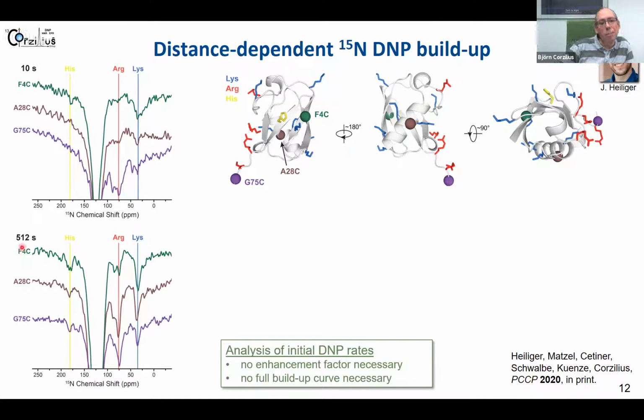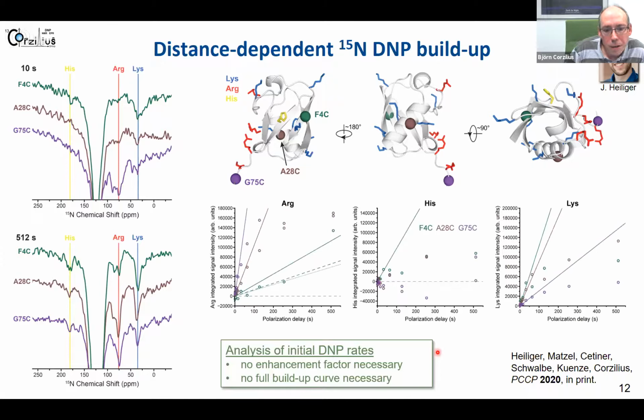If we give the system a much longer time, 512 seconds, to equilibrate, everything is much more uniform, and we kind of lose this distance information due to spin diffusion. So we can measure just the initial buildup; we don't have to measure the full buildup period over several hundreds of seconds. We can just measure the first 20, 30 seconds or so. And if we do this, we get this distance information without having to measure any enhancement factor.